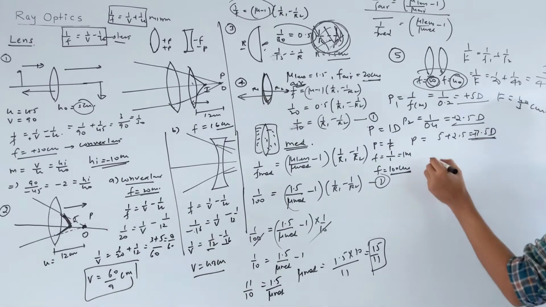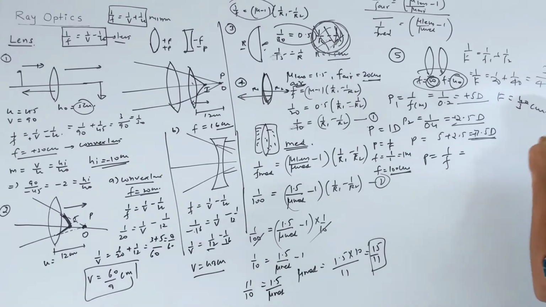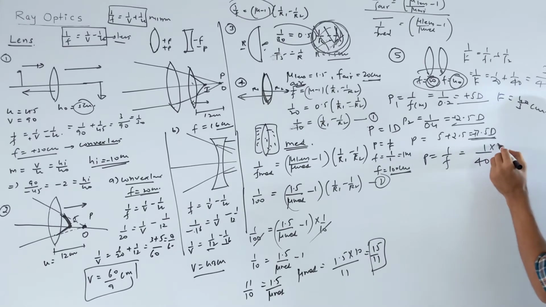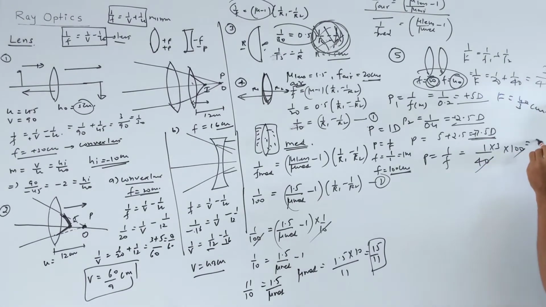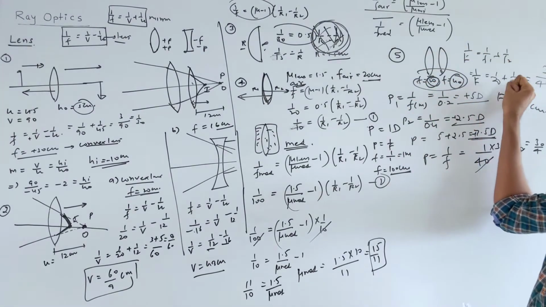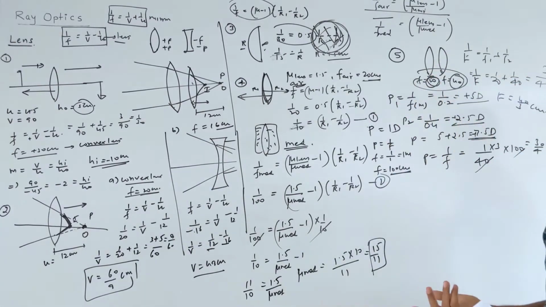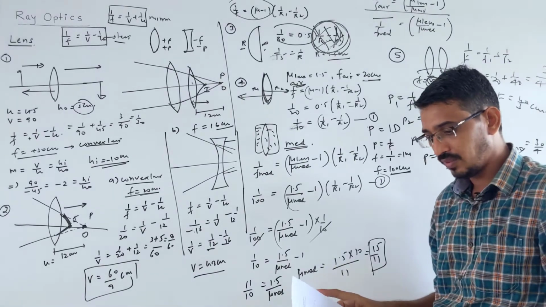Now what is power? Total power is 1 by total focal length, F in meters. So what is the answer? 1 by 40 by 3, 3 goes up, and you have to multiply by 100. Correct? So you can cancel this number, you are getting 30 by 4, which is 7.5. You are getting the same answer, right? Either first you find the net focal length, then take the inverse of that for your power, or you find individual powers, then you add them. Your choice. Okay, this was question number 5.